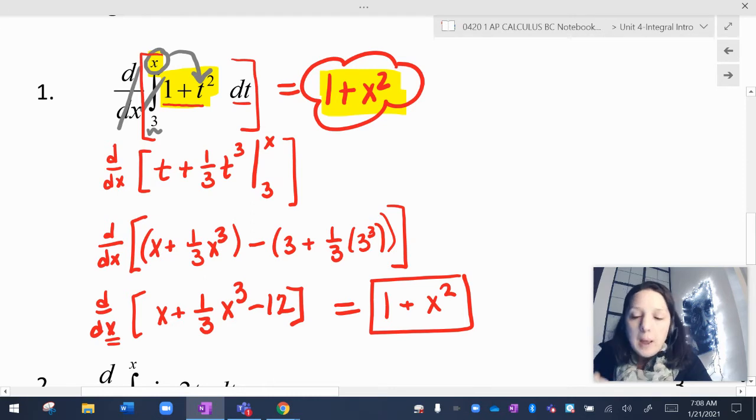Yeah, whatever, I don't care. Why don't I care? Because I'm taking the derivative with respect to x, and when I plug that 3 in, it's going to become a number. And then when I take the derivative with respect to x of a number, I get 0. So this 3 just disappears. It doesn't matter. All right?